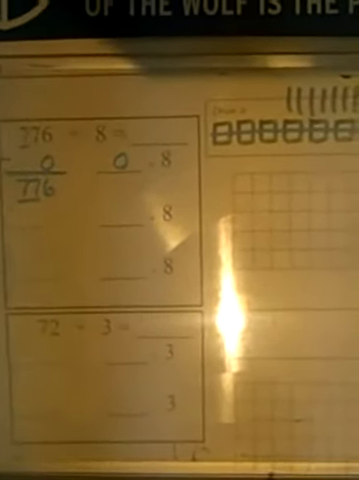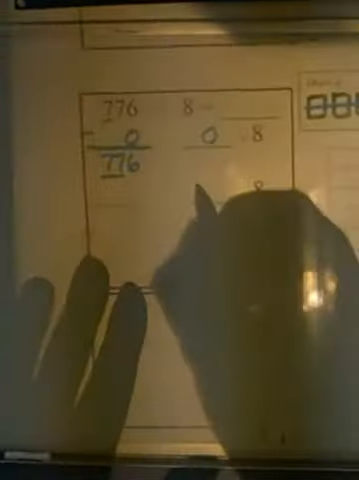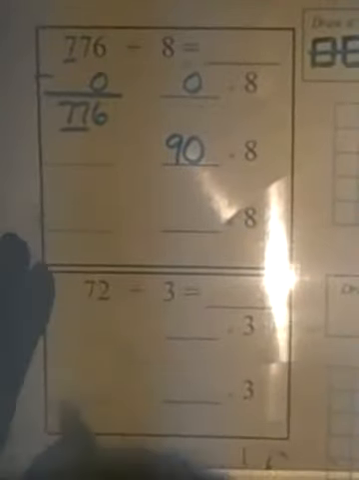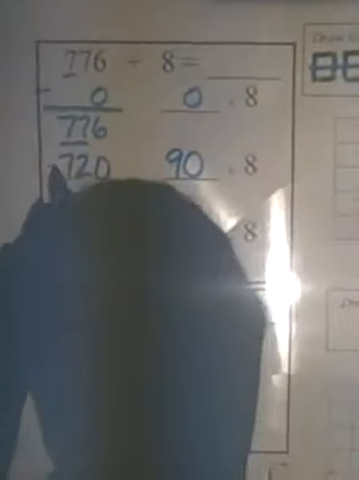So I'm going to roll my 8s into 77: 8, 16, 24, 32, 40, 48, 56, 64, 72. Can't go to 80 because that's too far. So it's 72, that's 9 tens inside each group. So I've put 9 tens, or 90, inside each group. Now I'm going to multiply to see what I've gotten rid of. 90 times 8 is 720. And I subtract, and I get 56.